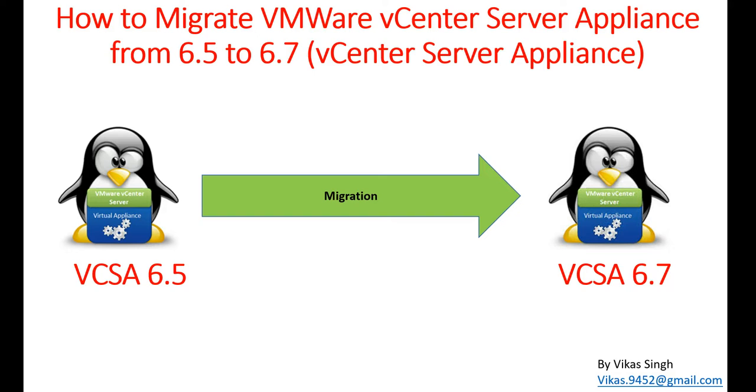As we all know, vCenter Appliance is basically a Linux based appliance which runs vCenter Server itself, with the embedded database, which is PostgreSQL. So we are going to see the infrastructure, and then we are going to migrate that infrastructure which is running on vCenter Server Appliance 6.5 to 6.7.